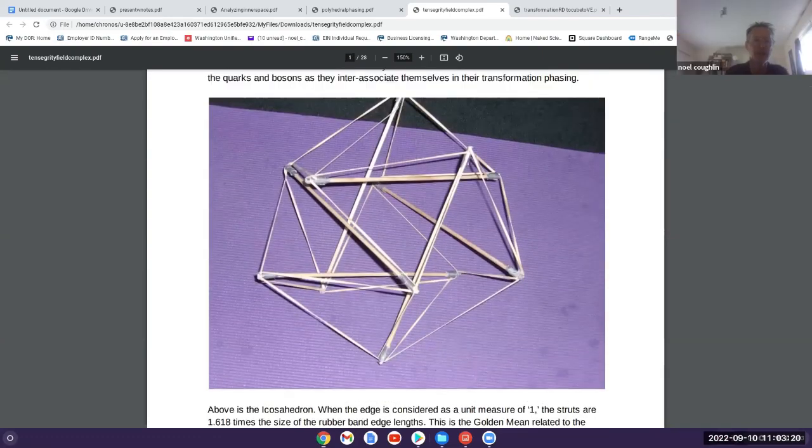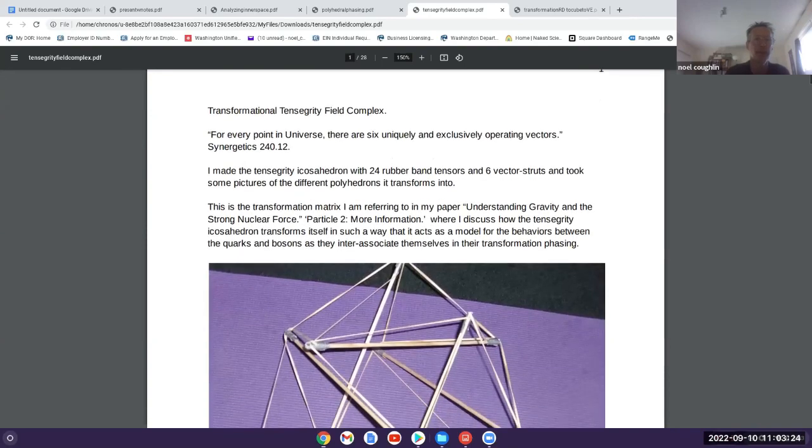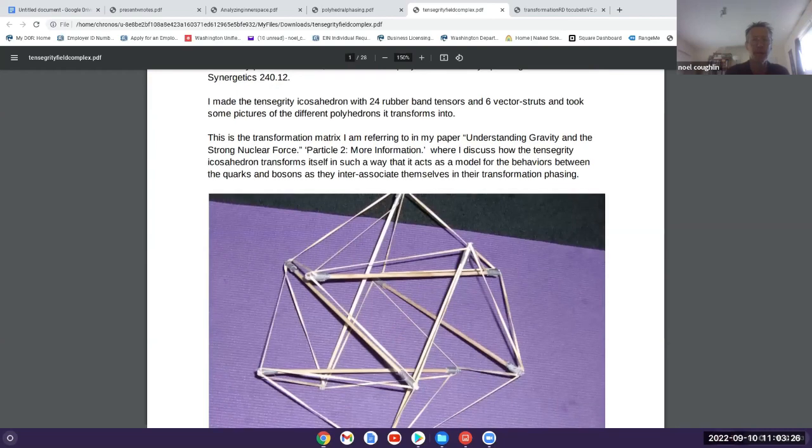So anyways, there's the Tensegrity icosahedron. I took a bunch of pictures of it transforming. I talk a little bit about how this models the behaviors of the quarks and the bosons in one of my papers in understanding gravity and the strong nuclear force. All the papers I'm talking about now will be or are on the website of FSI. Just click on my name and see where my posts are, and it'll come up with one of my post links.